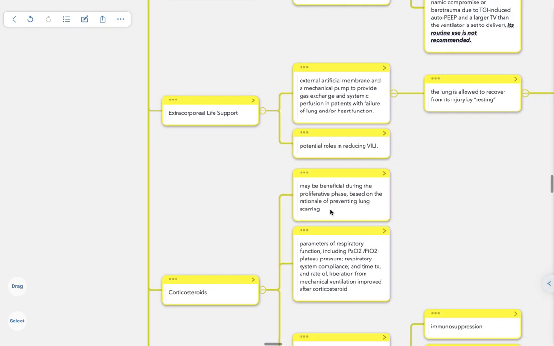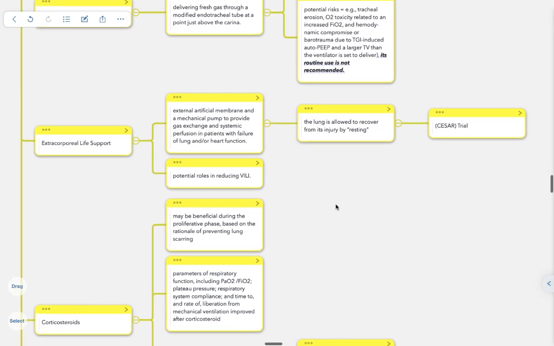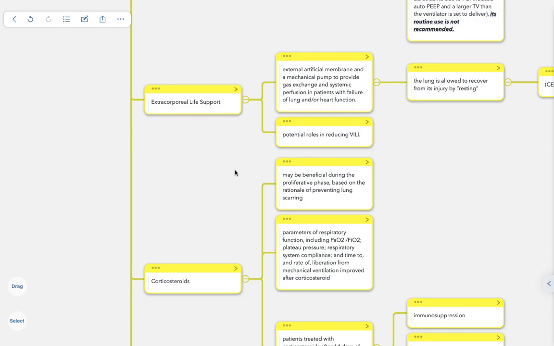Then we come to extracorporeal life support. Now, extracorporeal life support is nothing but an external artificial membrane and a mechanical pump to provide gas exchange and systemic perfusion in patients with failure of lung or heart function. There is a potential role in reducing the VILI using ECMO, and basically the lung is allowed to recover from its injury by resting, right?